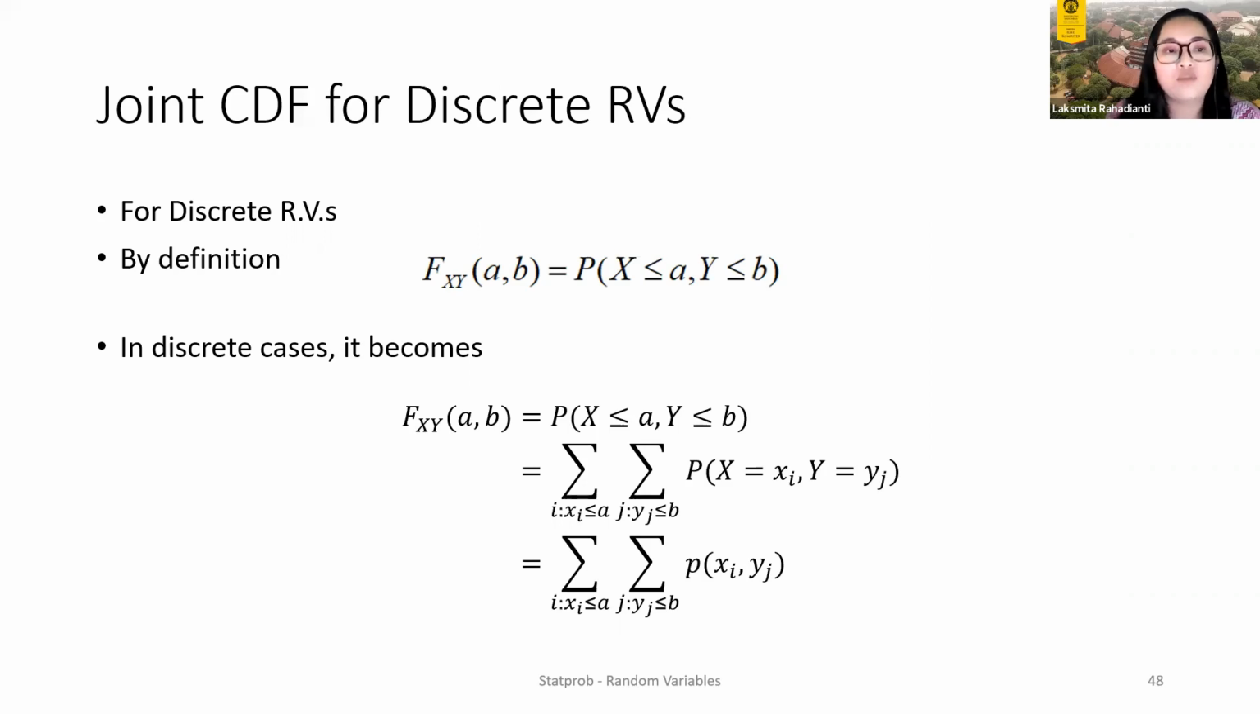So for discrete random variables, by definition, we have the joint CDF of A and B, as well as in discrete cases, we can bring it down. Remember, it's possible to get the PMF from the CDF and vice versa. We could derive it as follows.